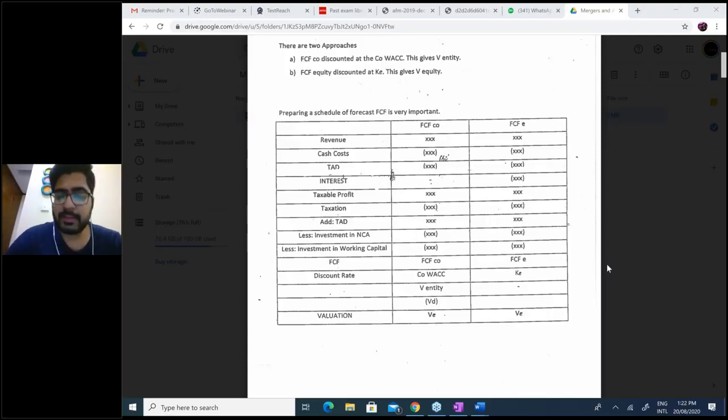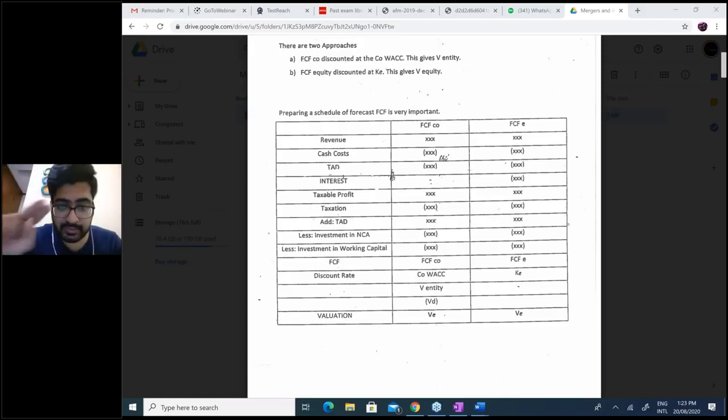Obviously, there are other methods as well, like the net assets valuation method, which believes entity's value is based on assets, dividend valuation, which believes entity's value is based on dividends. But the FCF method, it believes, is the most lengthy and most commonly used and most commonly tested method, that value depends on future cash flows.